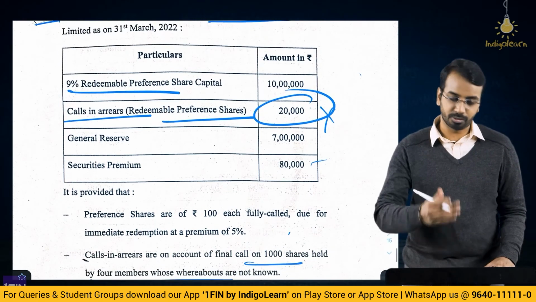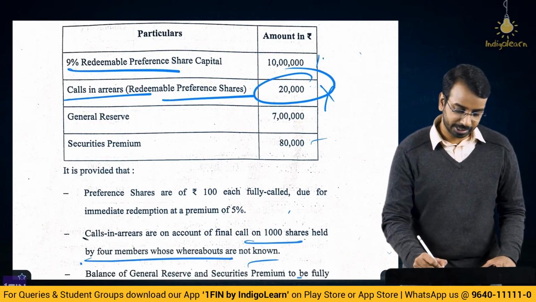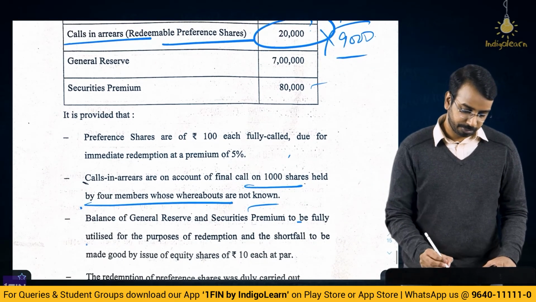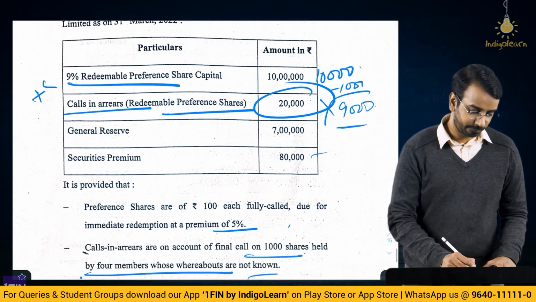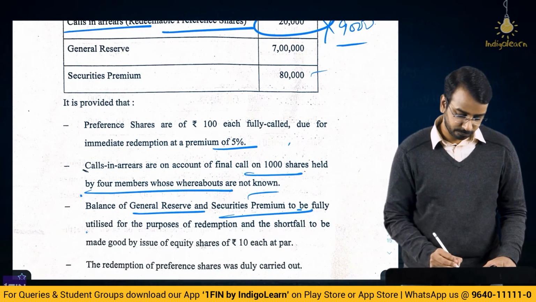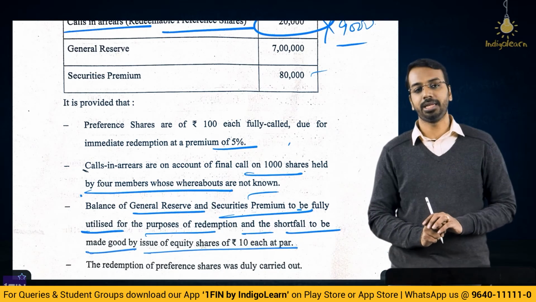So basically these shares you will ultimately forfeit. Then 1,000 shares means what? These are 10,000 shares, so minus 1,000 you will redeem only 9,000 shares. Fine. Then a premium of 5%, you will redeem at a 5% premium, that's also fine. Then the balance of general reserve and securities premium to be fully utilized for the purpose of redemption and the shortfall to be made good by issue of equity shares of 10 rupees each at par.